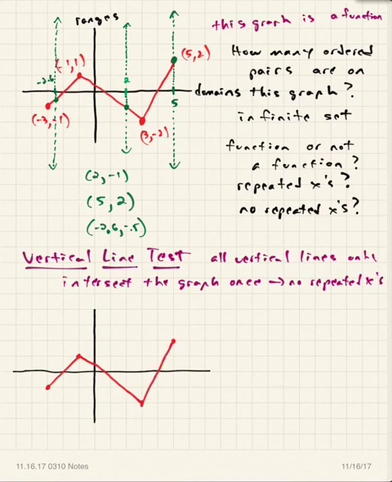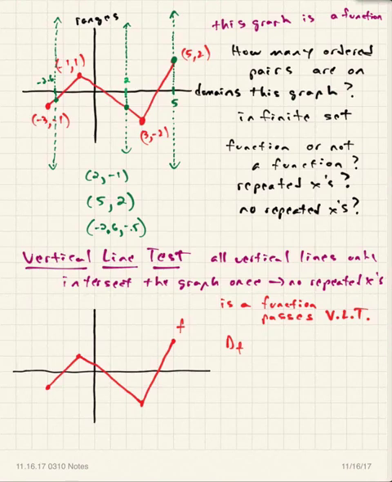All right, so this is a function, and I'm going to write "passes the vertical line test," which I abbreviate VLT, vertical line test. So now the question is, what's the domain for this function? We'll name this function f, and so what's the domain?